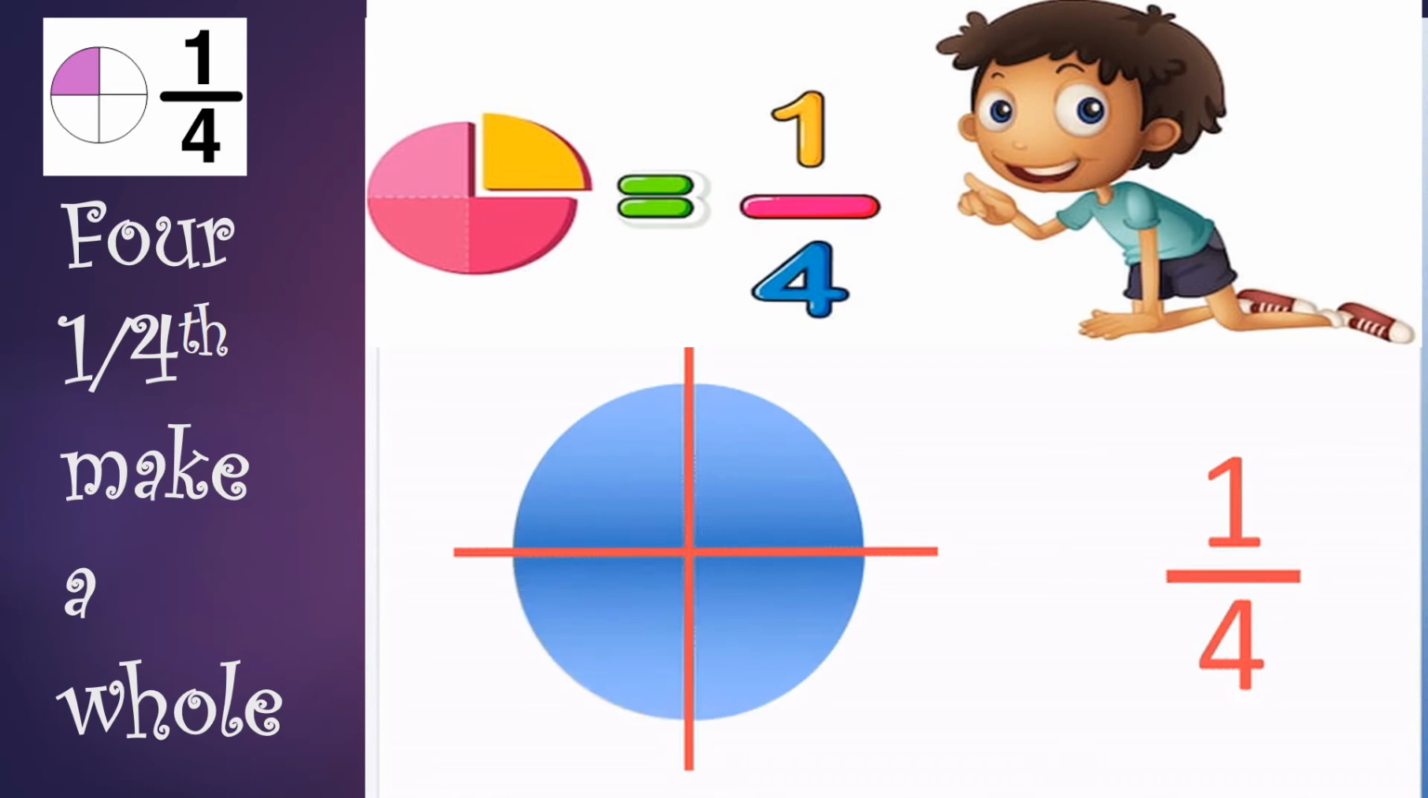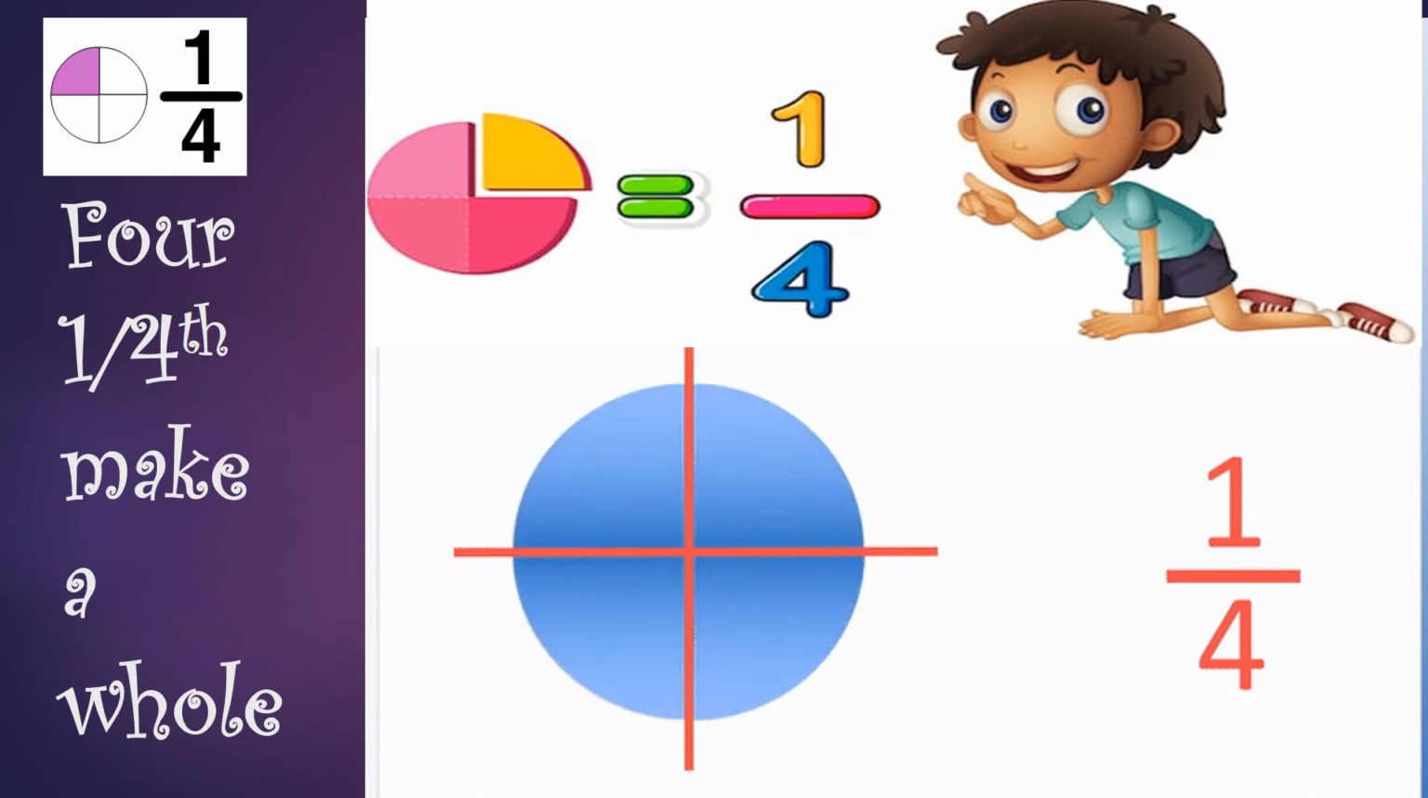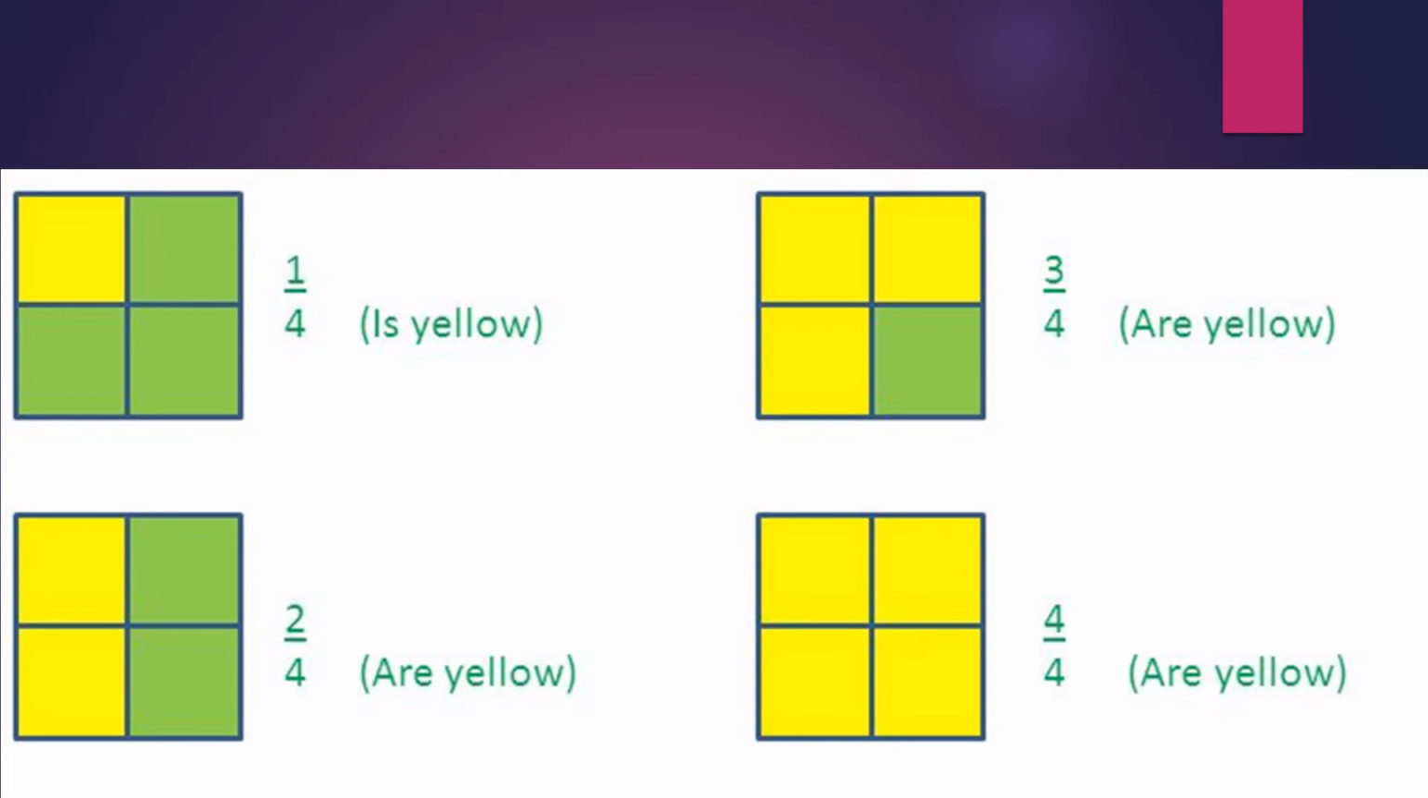So here you can see in the animation that the circle has been cut into 4 equal parts, and each part represents 1 by 4th or a quarter fraction. Here is another example of a square that's cut into 4 equal parts. So each part would be 1 by 4 or a quarter. So how do we represent 1 by 4? If one square is colored in yellow, we say the yellow part is 1 by 4th.